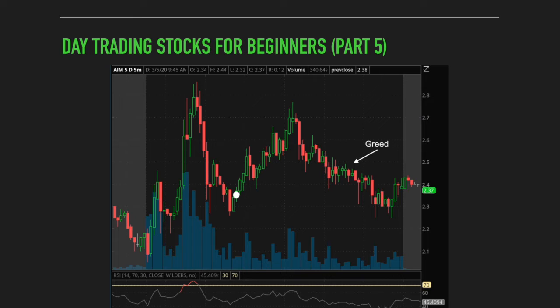So just to give you a little bit of a visual on what that may look like, if we take this example, we have the stock AIM and we're looking at the 5-minute chart. So that just means that each of these candles is representing 5 minutes of price action, and we're looking at an entire day. So let's say in this example, you were going to buy into the stock right there at the white dot, just about in the middle of the chart.